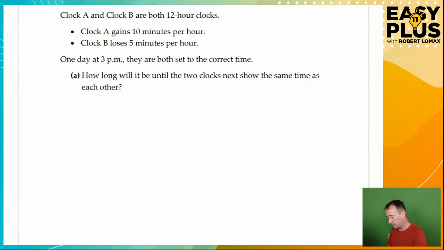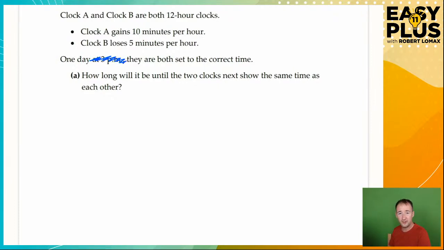One day at 3 p.m. they're both set to the correct time. I'm going to tell you now that the 3 p.m. will not be relevant. It's just to give you a concept in your head if you want to have a starting time, but neither of the questions that are going to follow ask us to give a time. So this doesn't actually matter. I'll just get rid of that so it doesn't confuse us.